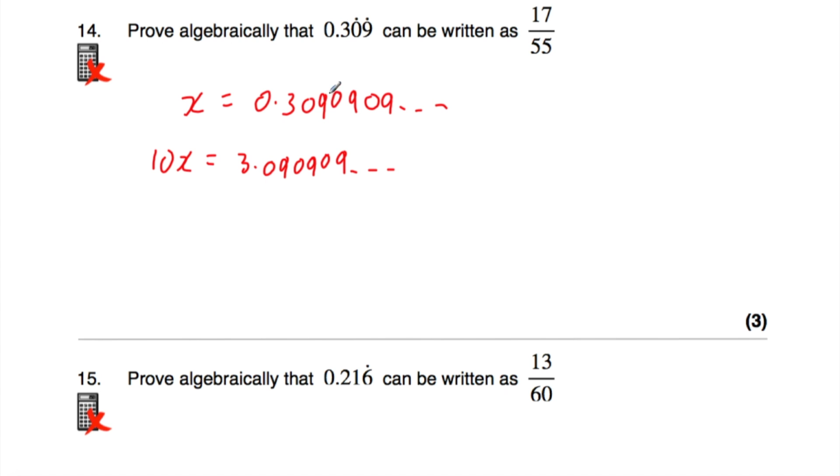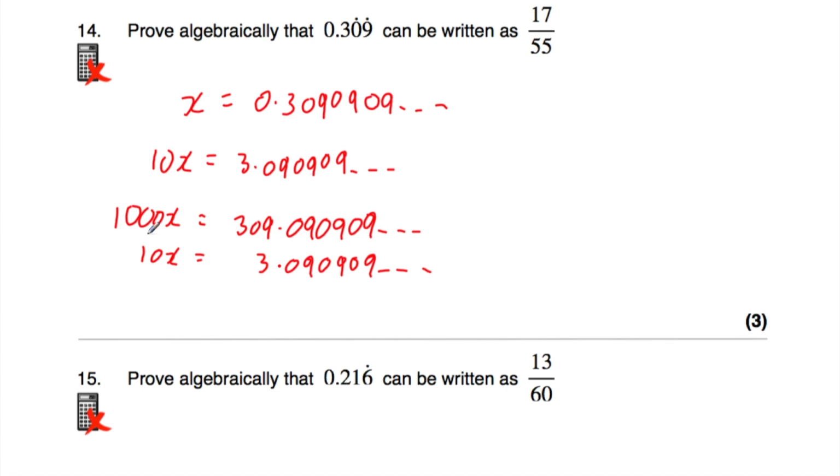Now let's go back up to our x and find another one with that 090909. So if we moved all the digits 3 columns to the left, that'll be 309.090909. And we want to move the digits 3 columns to the left, so that'll be multiplied by 1,000. So that'll be 1,000x is equal to 309.090909 and so on. So that's fantastic. We've got two numbers with that 090909 and so on after the decimal point. So we've got our 1000x and our 10x. Now let's take them away. So subtract. 1000x take away 10x, that'll be 990.